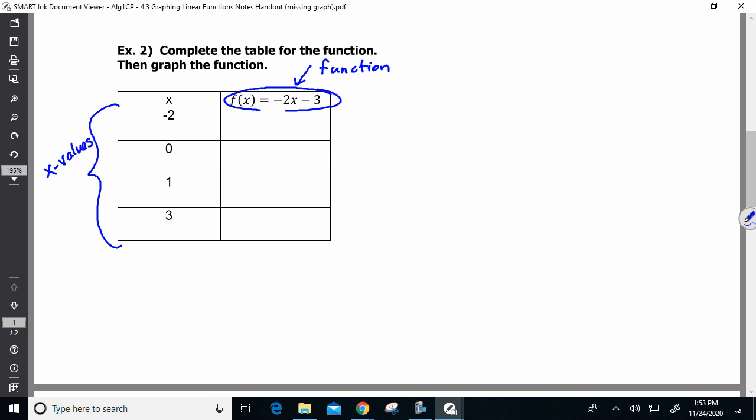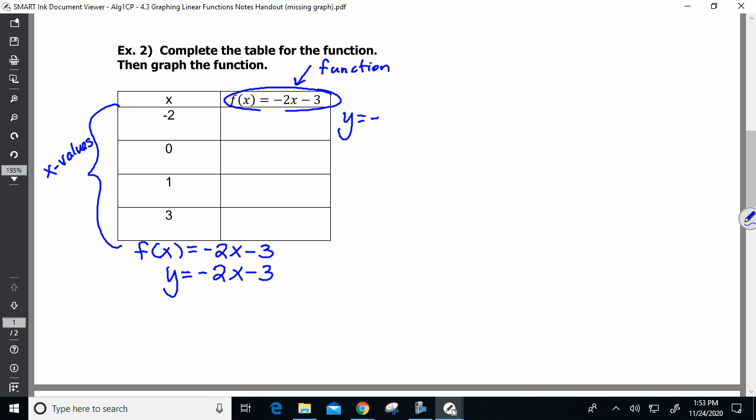Now, some of you might be looking at f of x equals negative 2x minus 3 and thinking, I don't know how to do that. Well, f of x is the same thing as y equals. It's the same function. So we're going to solve it the same way that we just did the other problem. Let's go ahead and get to work.